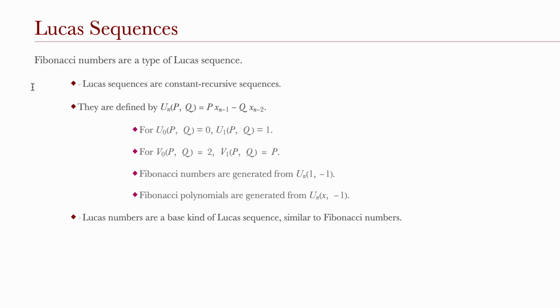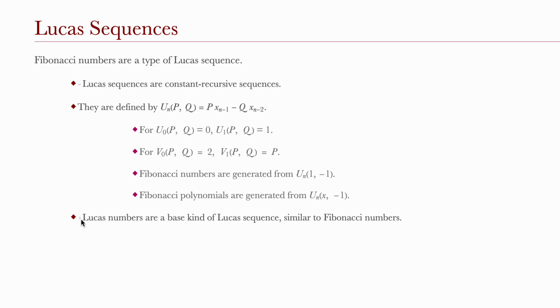But for v sub 0 of p comma q is equal to 2, whereas v sub 1 of p comma q is equal to p. Using this, we can generate Fibonacci numbers from u sub n of 1 comma negative 1, and the Fibonacci polynomials from u sub n of x comma negative 1.